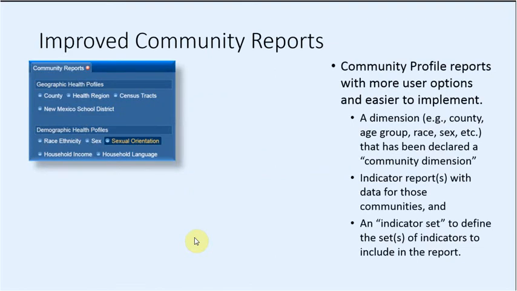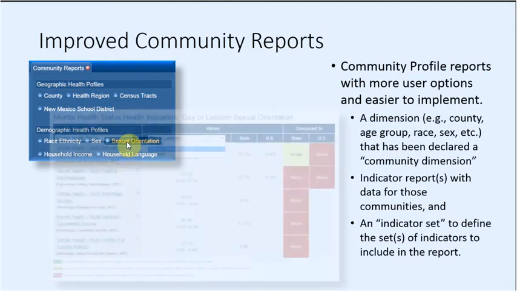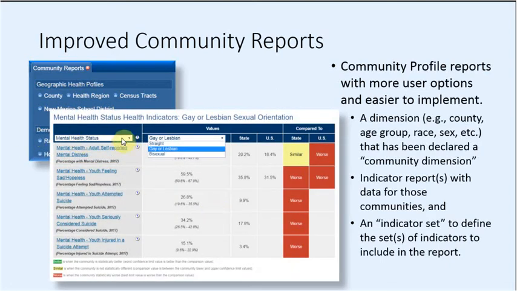So for the community reports, basically anything that's a geographic or demographic dimension, we can create a community report for. Here I've selected sexual orientation, and mental health status is the set of indicators that I selected, and if I select gay or lesbian as the subpopulation, I get a report that shows me how the New Mexico gay and lesbian population compares to the state overall on these mental health IBIS indicators. And if we have U.S. data, to the U.S. also. So those reports will be more common, more available, and easier to set up, and hopefully easy to use.